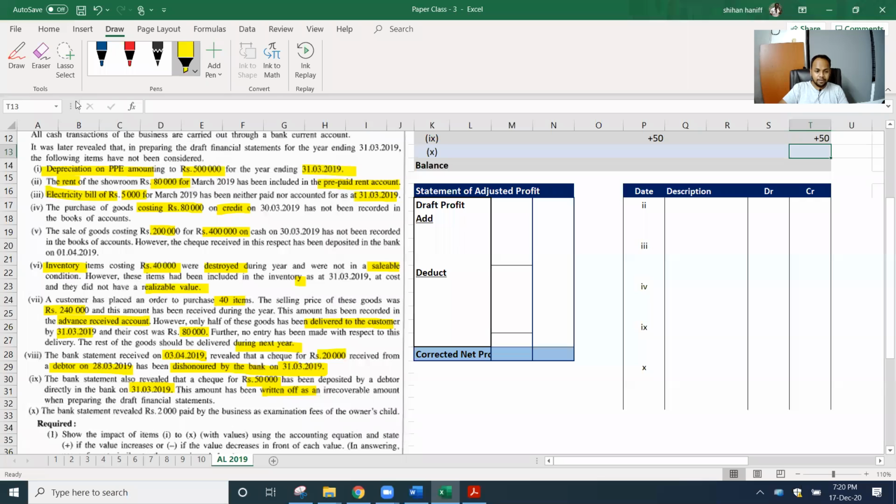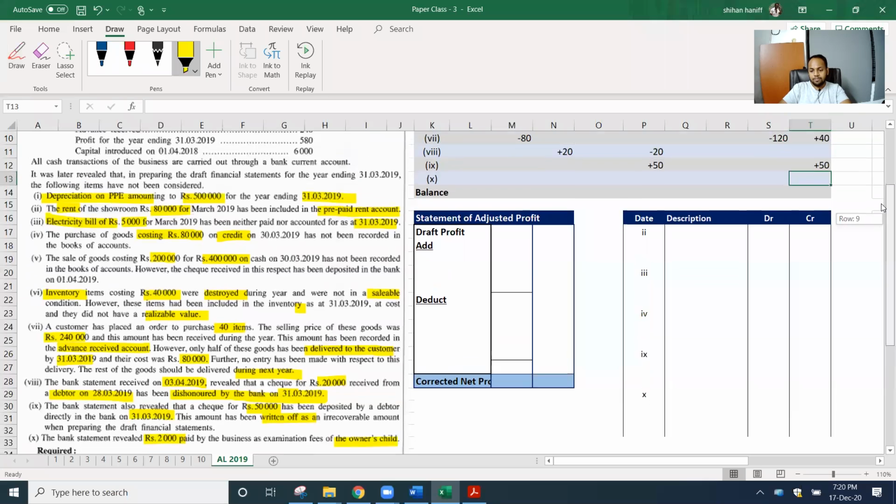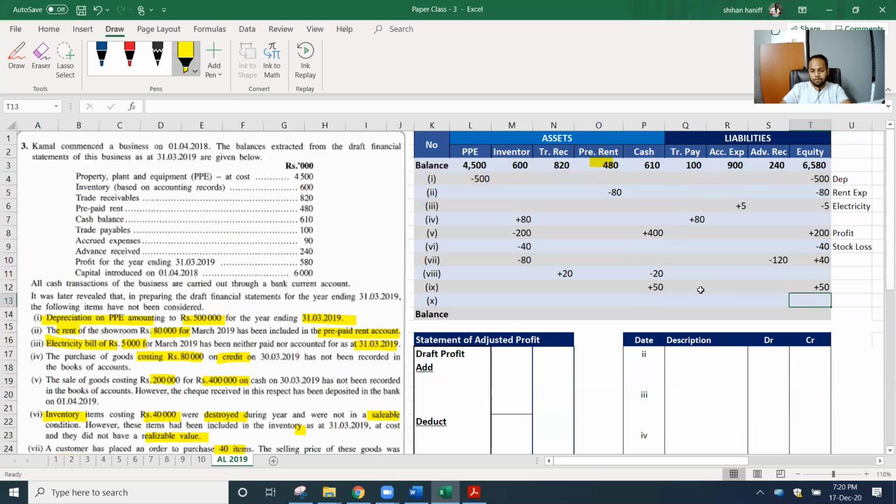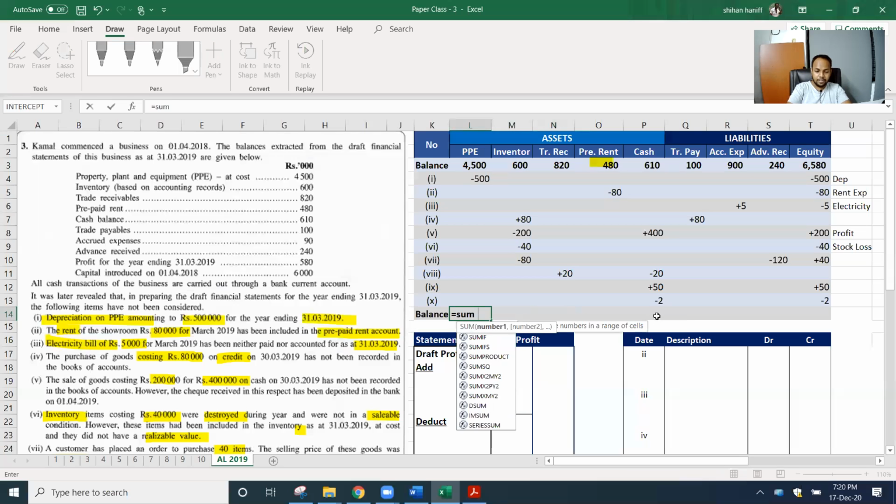Last transaction, the bank statement revealed 2,000 paid by the business as examination fee of the owner's child. So what is this? Payment for the owner's child. It is not a business expense. It's drawings. So the amount is 2,000. We have to deduct 2,000 cash and the equity will be reduced by 2,000. So those are the 10 transactions.